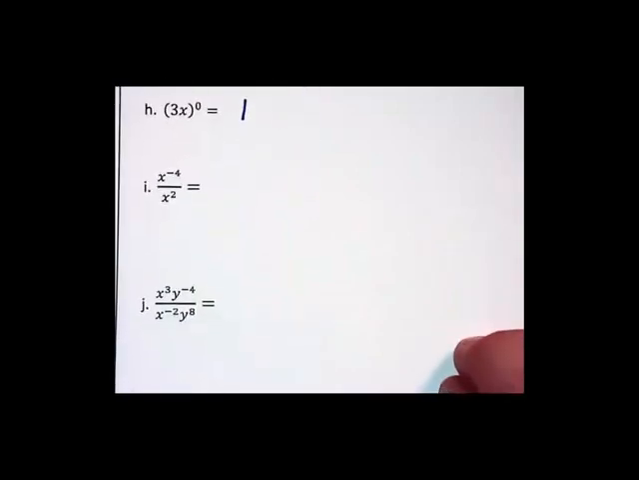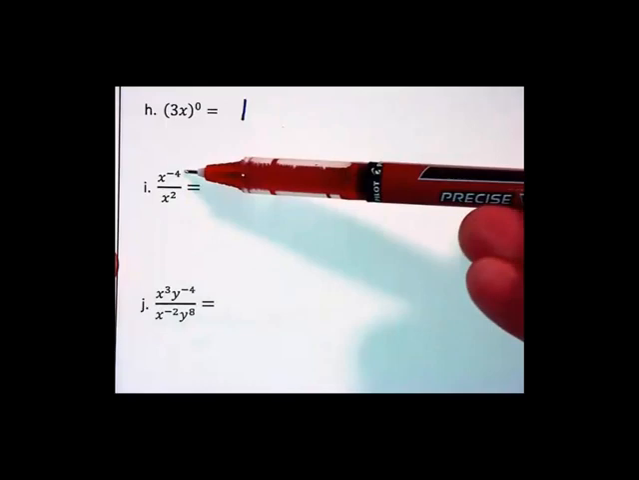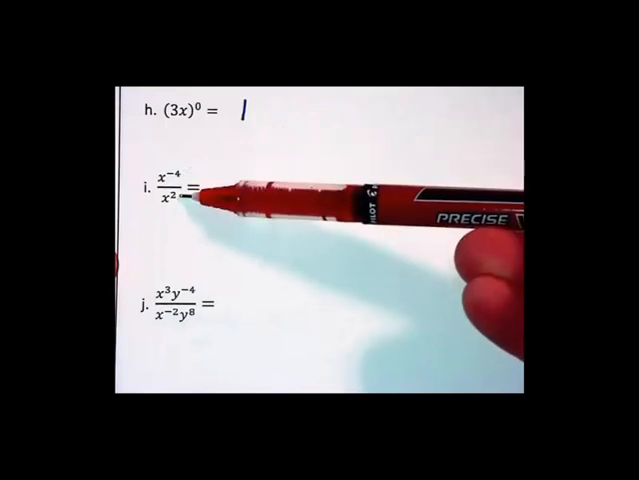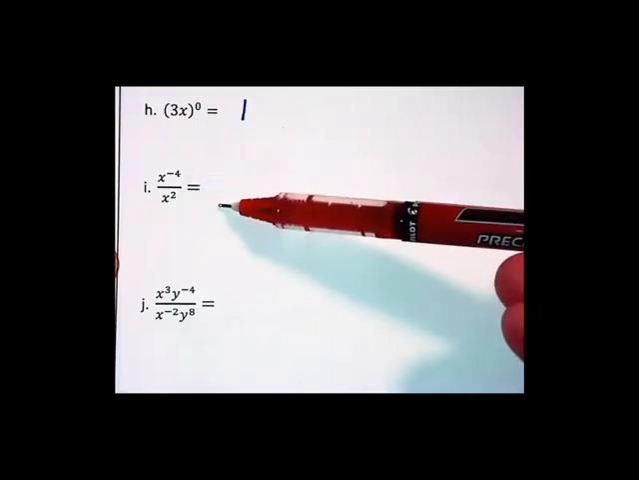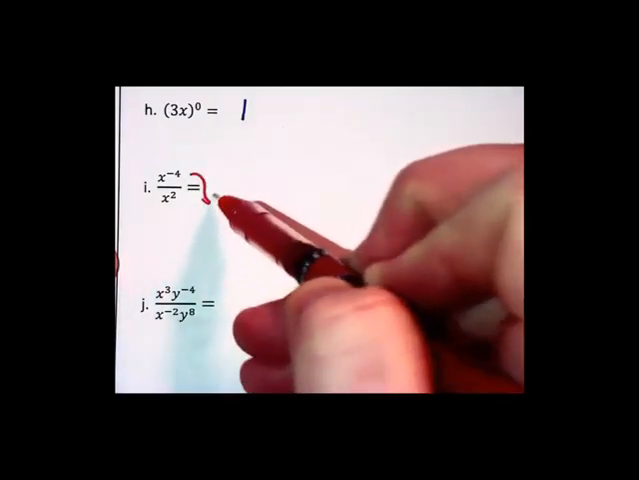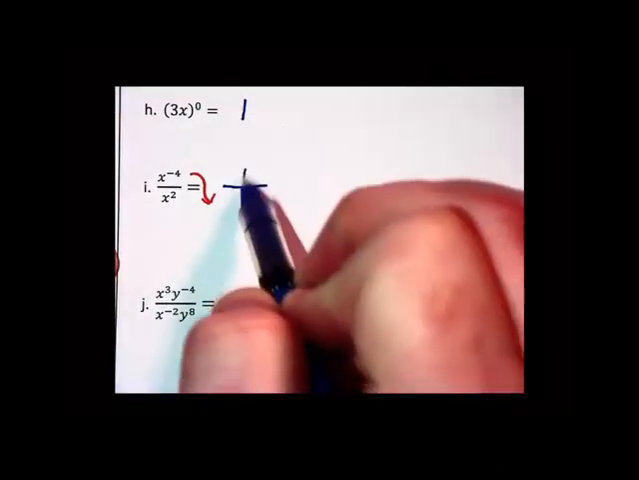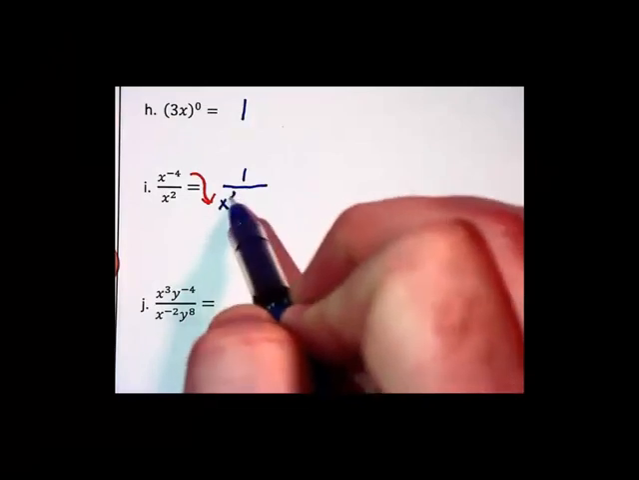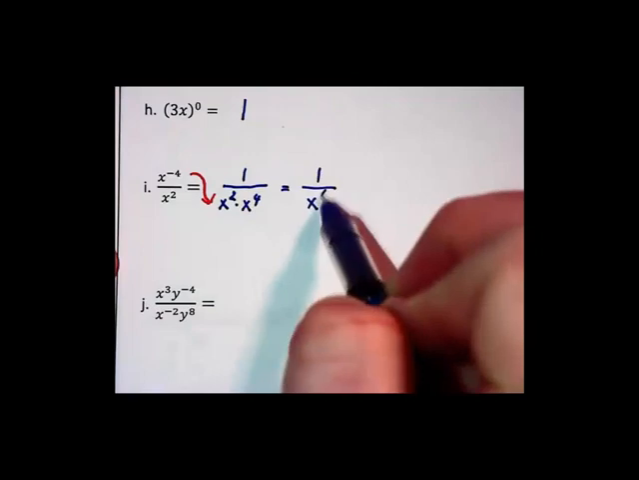Moving on to letter I. Here we have a negative exponent. There are two ways to handle this. You could say negative 4 minus 2 makes minus 6, and then x to the minus 6, because it's a negative exponent, moves down to the denominator as x to the positive 6. Or you could just say these 4, because of the negative exponent, come downstairs. We have a placeholder of 1 upstairs. x squared times x to the 4th down below gives us 1 over x to the 6th.